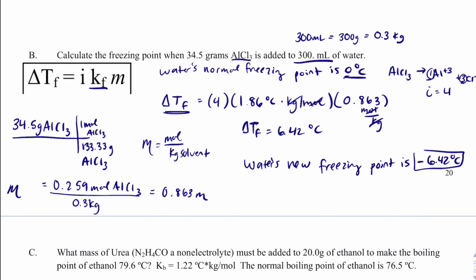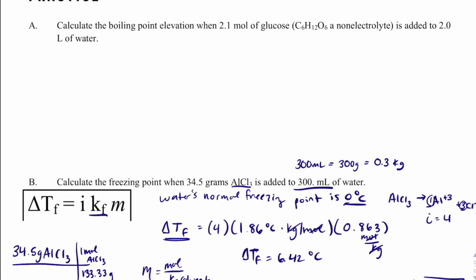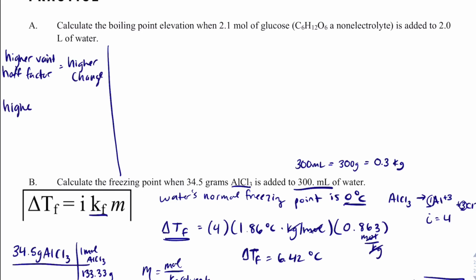Okay, so if we look at this formula, what we know, and I want you to write some notes here, is higher Van't Hoff factor equals higher change. And then higher concentration, to us normally means molarity. Here it'll mean molality, but I'm not going to ask you on the test to calculate molality unless it's bonus. So higher concentration equals higher change.